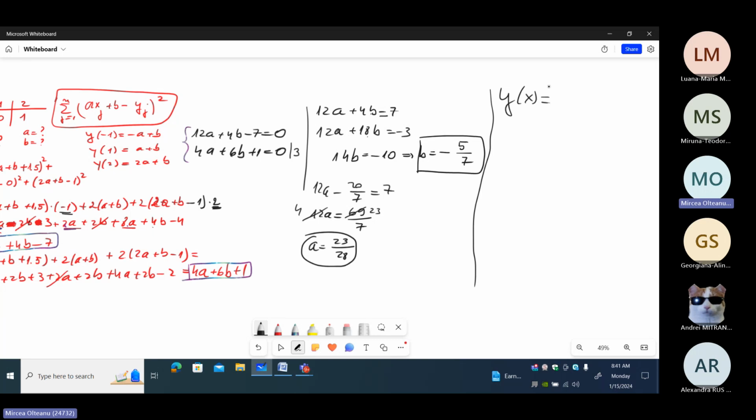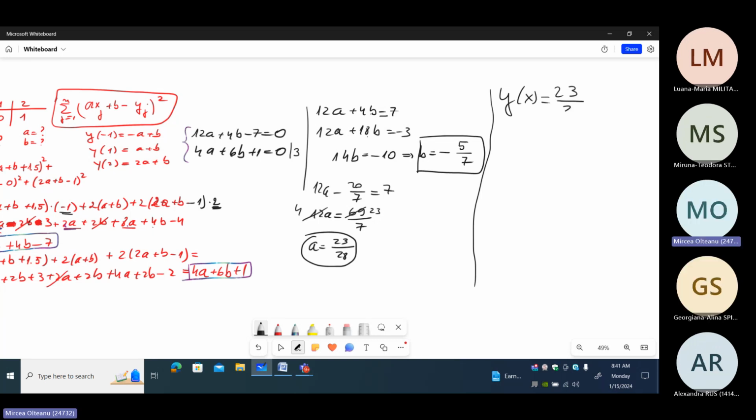So our function seems to be 23/28 x minus 5/7. This is the answer. Is it okay? If you have any questions about it.